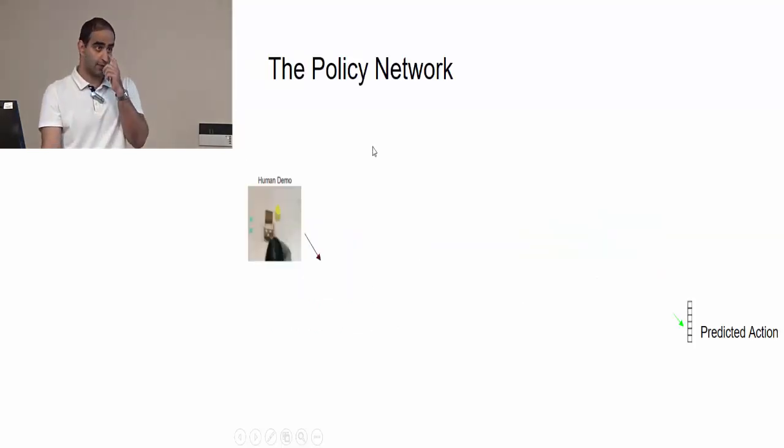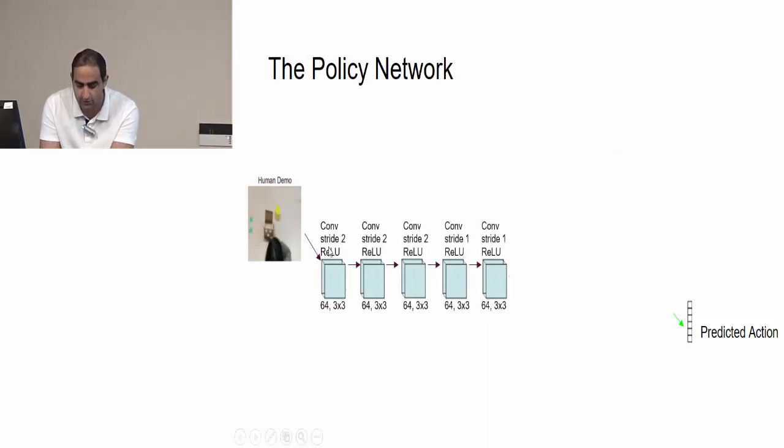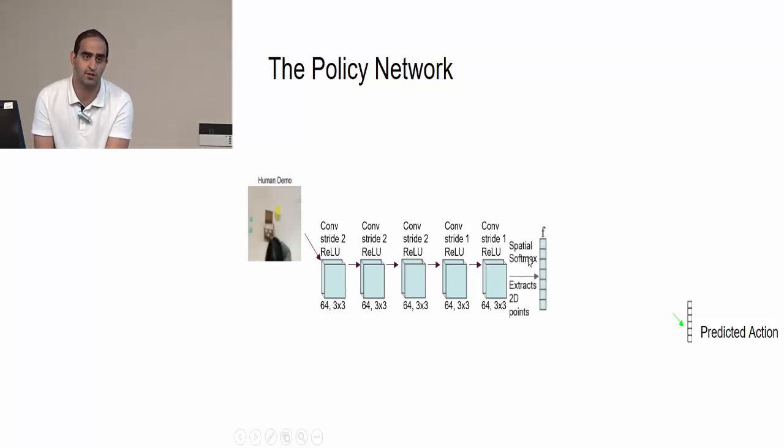Now let's take a look at our policy network. First we have a human demonstration, and we apply some convolution layers on it. These convolutions are 64 3x3 convolution layers, and the first three have a stride of 2 and the last two have a stride of 1. Then we apply a special softmax, which we'll discuss later, but it extracts 2D points from each channel. So if we have 64 channels, we have a feature vector f of size 64 multiplied by 2.